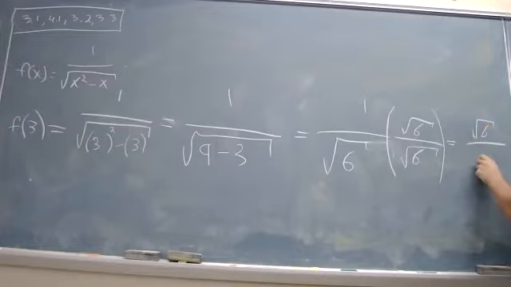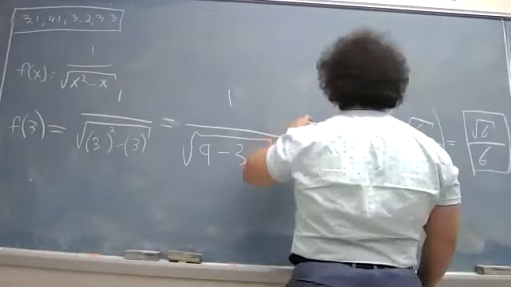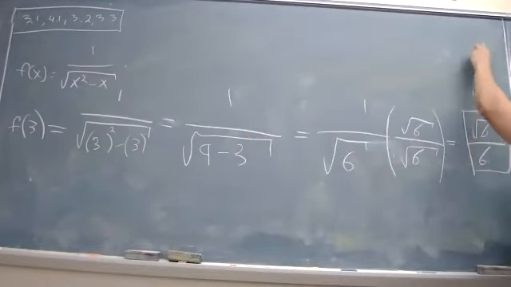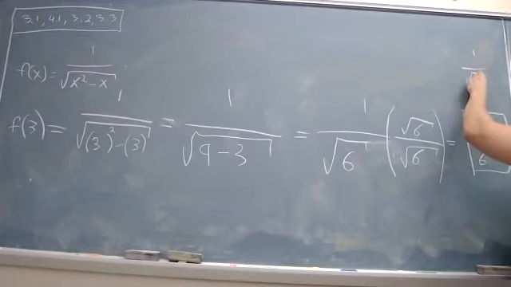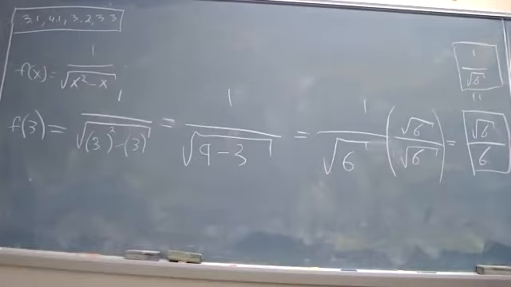So what we would get is this. This could be our final answer, but also we could have equivalently said that it was just 1 over square root of 6. These are both equivalent. They're both equivalent.